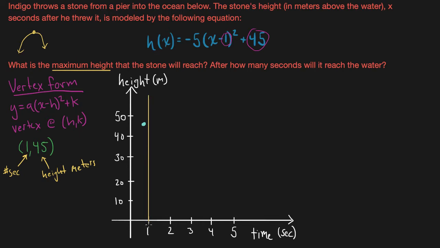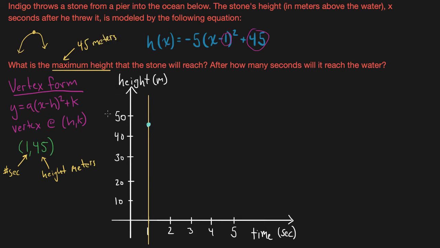And now I see that I've actually drawn my vertex off to the side a little bit. So let me fix that. So our vertex would actually be right here. Probably not a bad idea to start with the axis of symmetry and then draw your vertex on top of it. So just in looking at the equation itself, we've figured out what the maximum height was. The maximum height that the stone reaches is 45 meters.